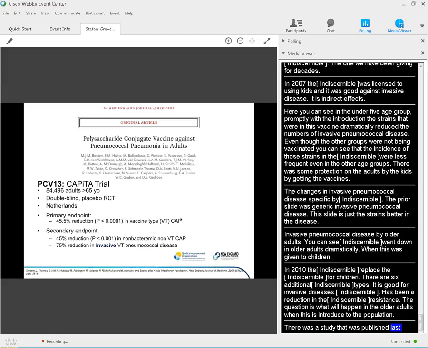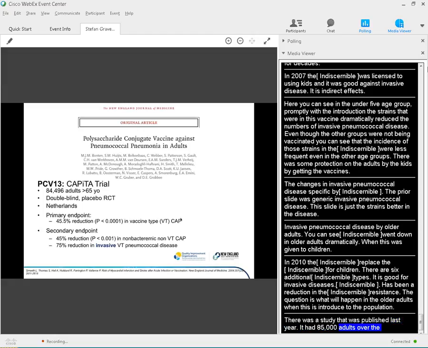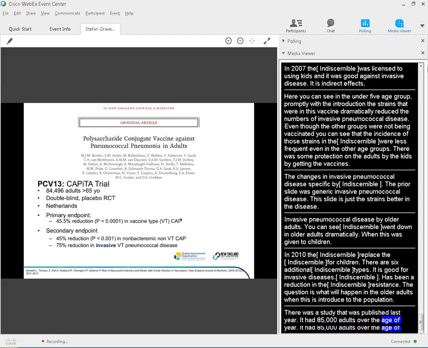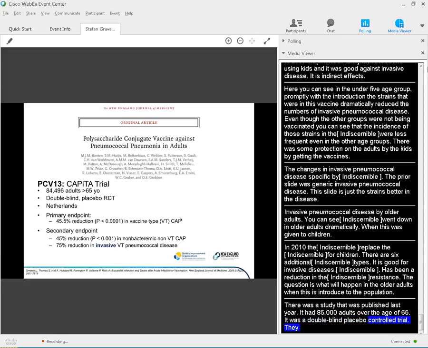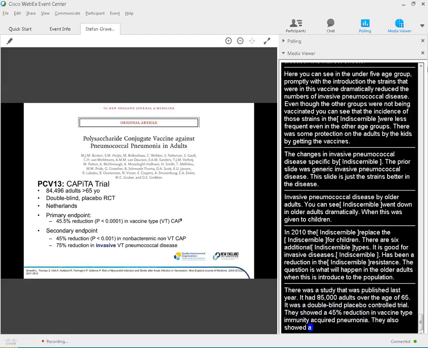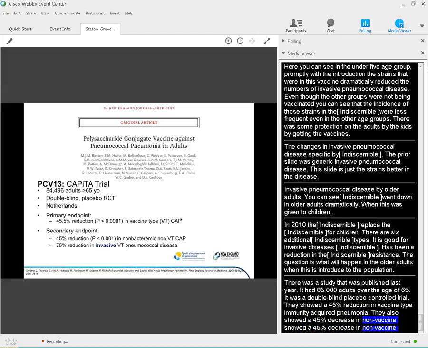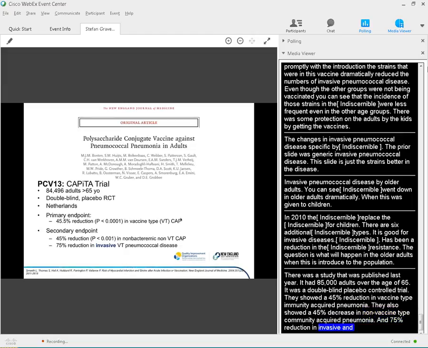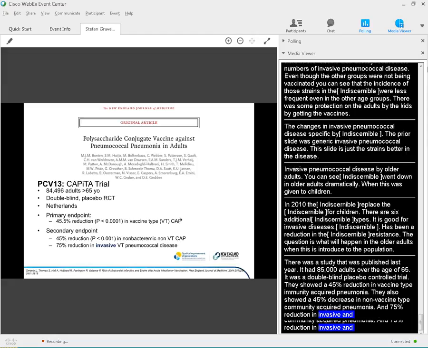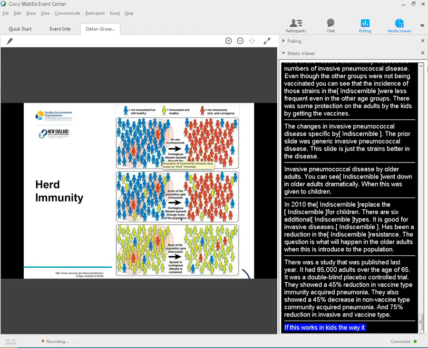This was done in the Netherlands as a double-blind, placebo-controlled trial. They showed a 45% reduction in vaccine-type community-acquired pneumonia, and they also showed a 45% reduction in non-vaccine-type community-acquired pneumonia, and a 75% reduction in invasive vaccine-type pneumococcal disease. So pretty remarkable endpoints. Now, if this works in kids the way it had before, we may be eradicating the disease strains that are in these vaccines over the coming years.